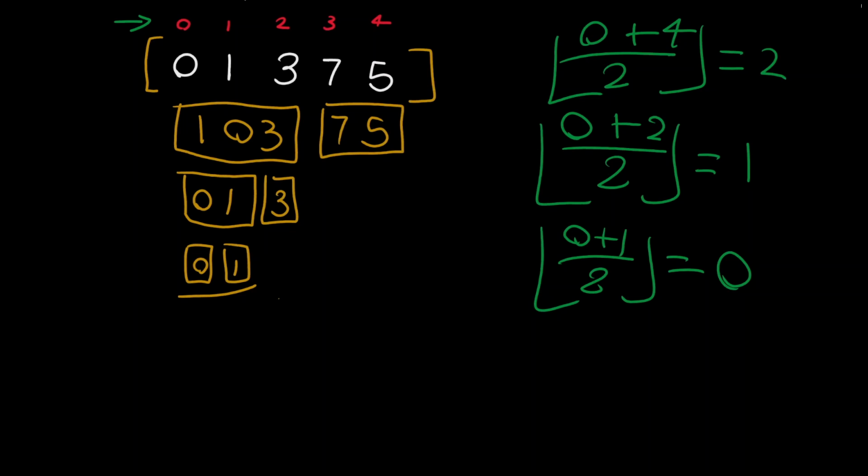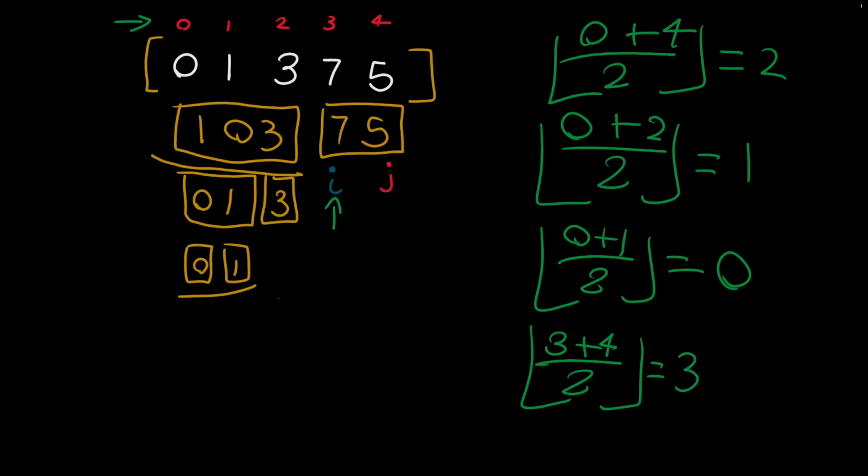3 is by itself, so we can't do anything. And we pop back up and we see that we have solved this entire left portion. So we're going to go to the right and continue asking these questions on the right. We're going to have our i here, and then we're going to have our j here. Ask the same questions. Let's find our pivot. We're going to do 3 plus 4 divided by 2 floored. That's just going to be 3.5 floored, so that's just going to be 3.